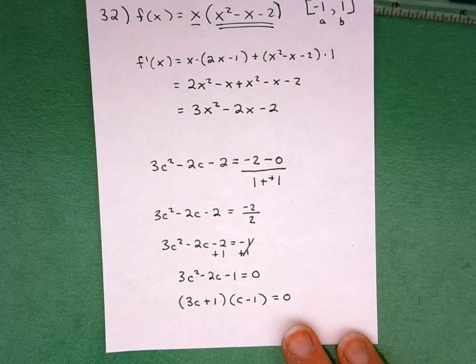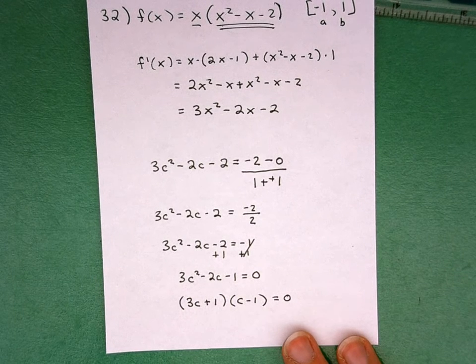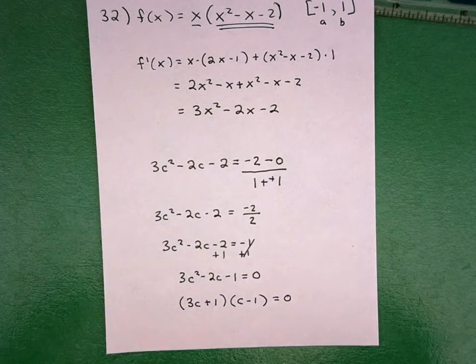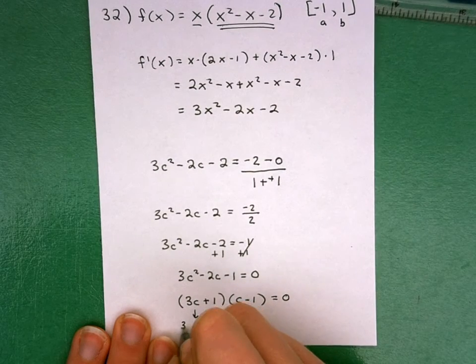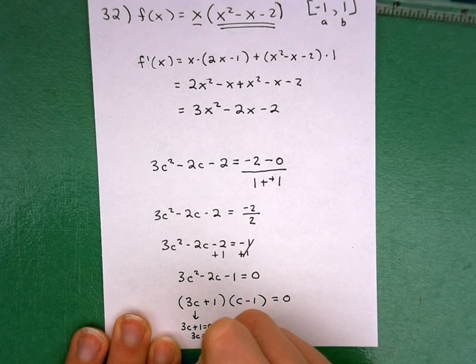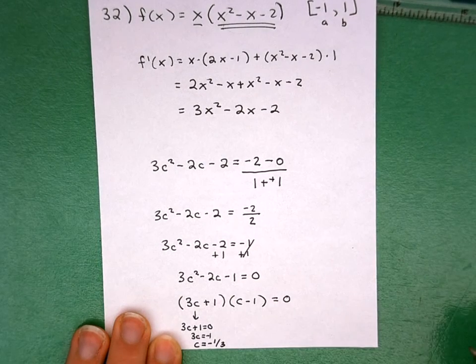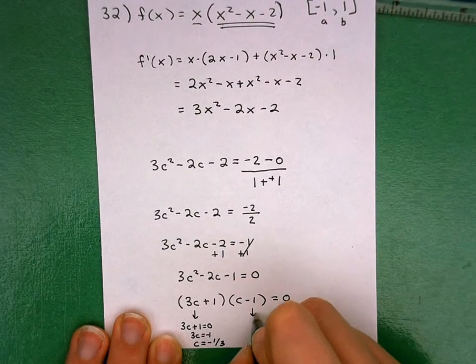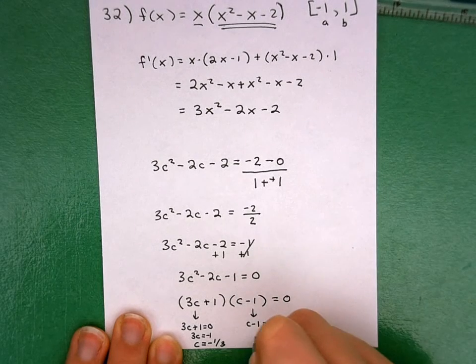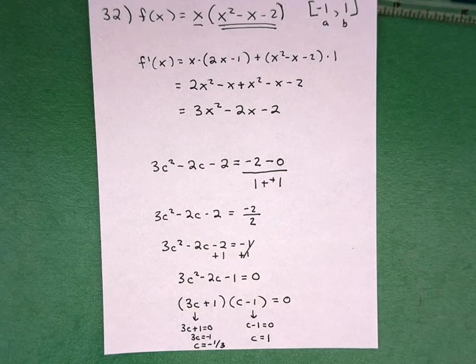At which point, this is kind of like critical numbers, right? We have two quantities being multiplied to equal 0. So either one is a possible c, either one is a possible 0, and so I'm going to evaluate them separately. Subtract 1 over, we get 3c equals negative 1. Divide by 3, we get negative 1/3. And if c minus 1 equals 0, add that 1 over, we get c equals 1. So those are your two possible c's, right? Think about that graph from before. Those are two possible locations where my tangent line would have the same slope.